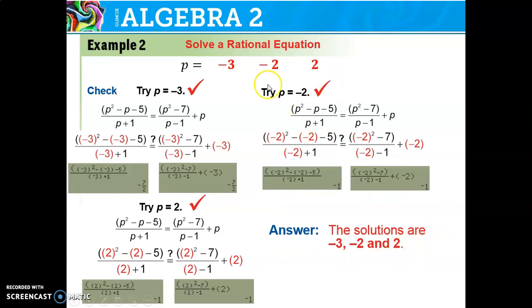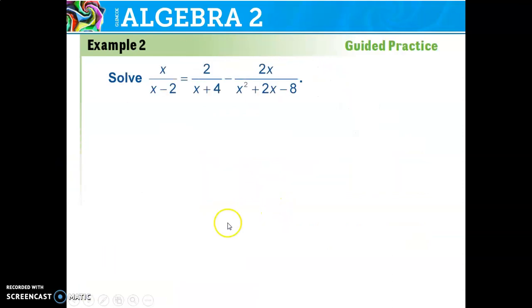You do need to be careful about solutions not working, particularly ones that make the denominator undefined. Okay, you go ahead and try this one. Multiply through by the least common denominator. You might also note that x minus 2 times x plus 4 is x squared plus 2x minus 8. The final solution here is x equals -2.